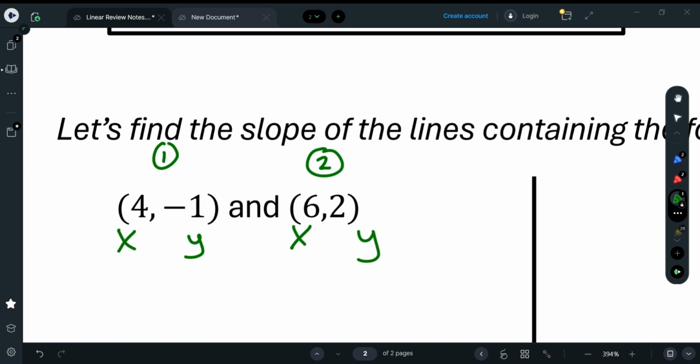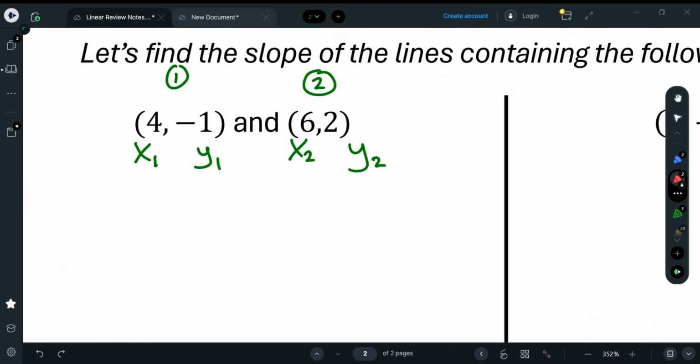But now, since we have 2 different points, we want to distinguish between the x coordinate for point 1 and the x coordinate for point 2. And the same with the y coordinate. That's why we label it like this. Since this is my point 1, it's x1 and y1. For point 2, it's x2 and y2. And it wouldn't make a difference if you switched these around. If you said this is point 2 and this is point 1, you'd still get the same answer. So it doesn't matter which one you call point 1 and which one you call point 2.